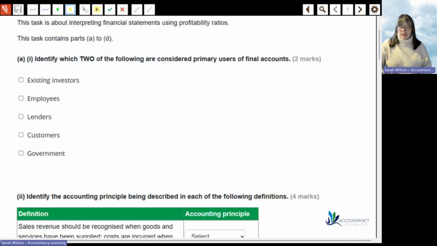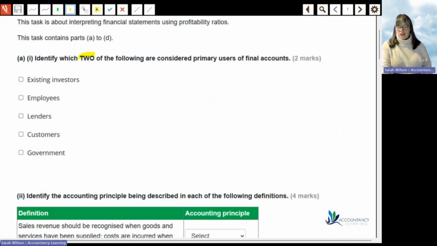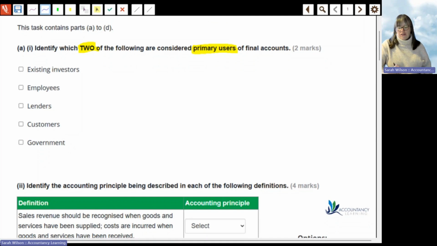So this task is about interpreting financial statements using profitability ratios. Our first part then is we need to identify which two of the following are considered primary users of final accounts. So we need to remember what primary users are, and they're going to be the people that have a real vested interest in the business because there is some sort of financial element. So we've got a list here of existing investors, employees, lenders, customers, and government.